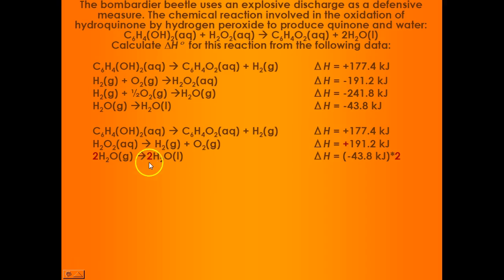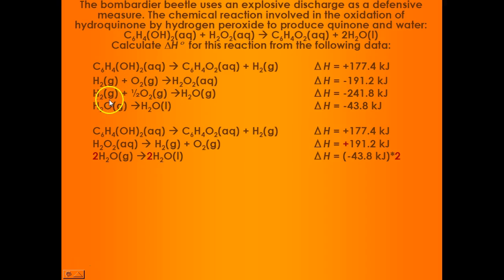Now, if we look here, we see that we have our quinone, we have our hydroquinone, we have 2 hydrogen molecules, we have an oxygen molecule, we have water as a gas, and we have water as a liquid. We don't want water as a gas in our equation. We also don't want hydrogen and oxygen in our equation. And we haven't used this third equation yet. Hopefully you're seeing now why we would need that equation, because it's going to help us to remove the products and reactants that we do not need in this reaction.